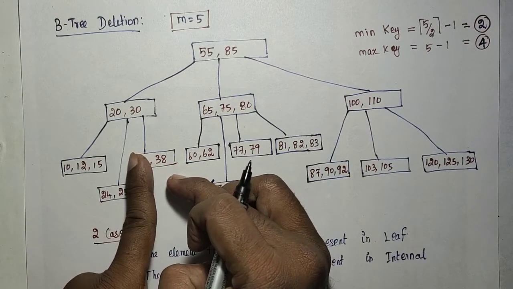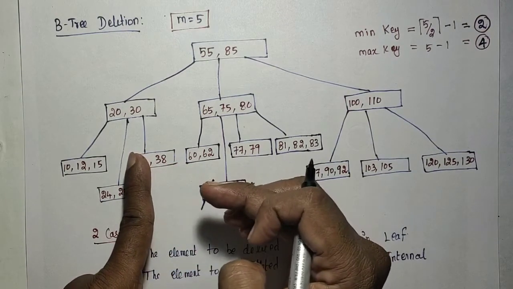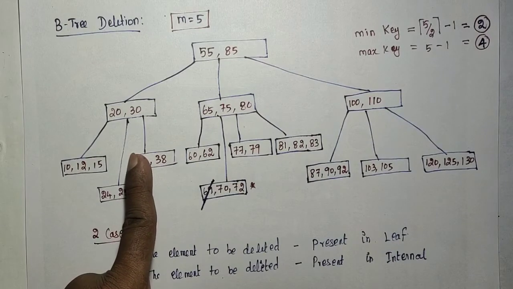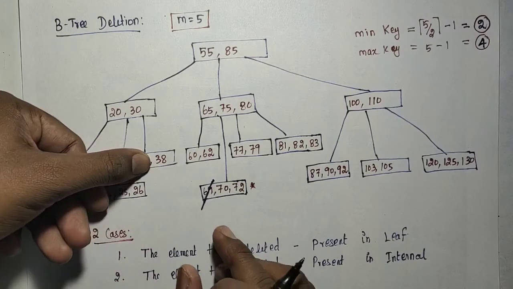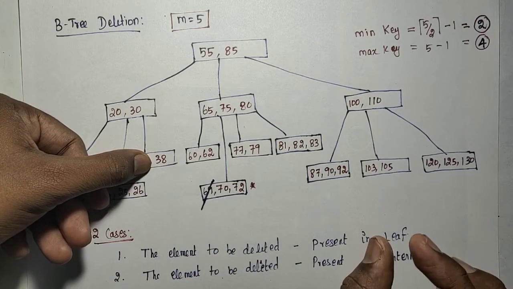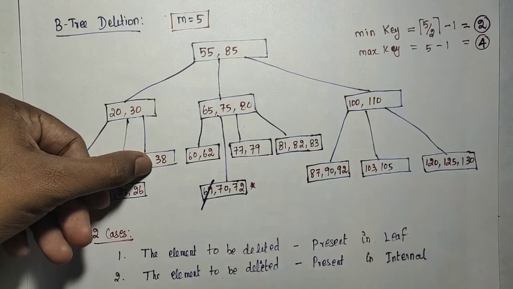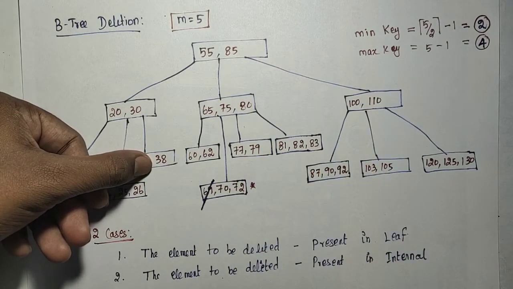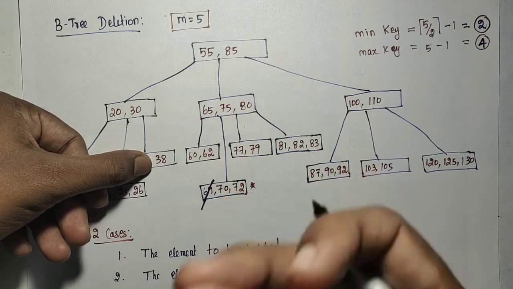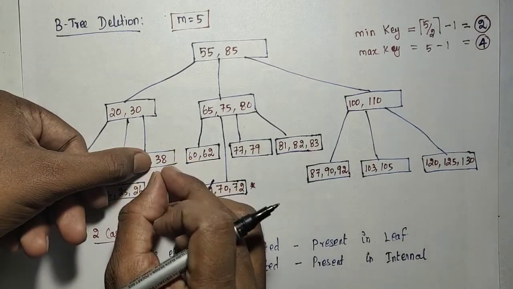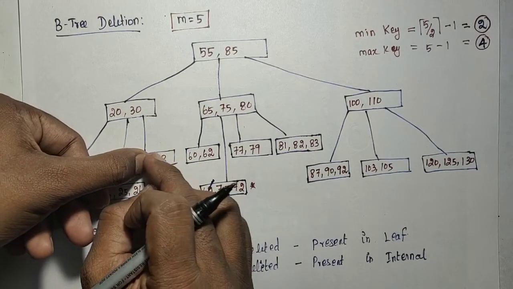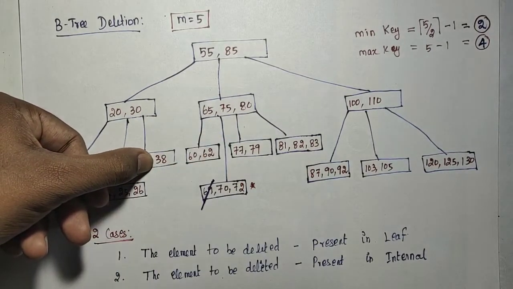So what we have to do in this situation is, there are 3 cases. When a leaf node goes underflow, what is the meaning of underflow? It goes below the minimum number of elements or keys. When a node goes underflow, there are 3 cases we remember.